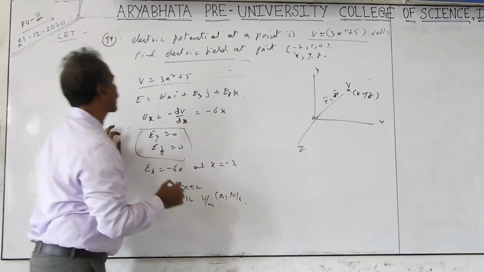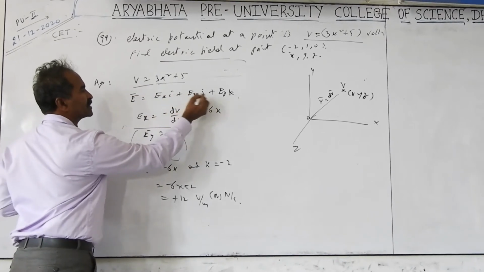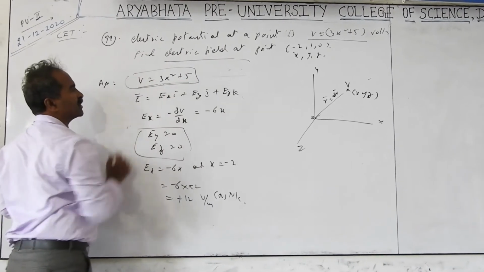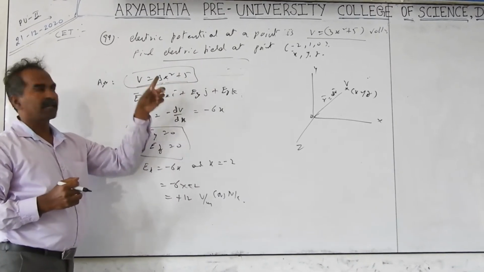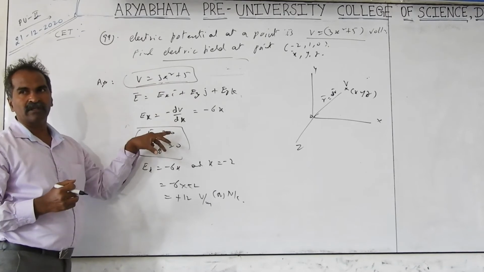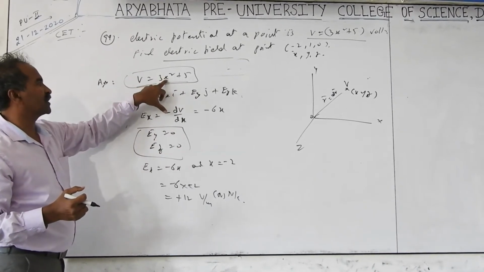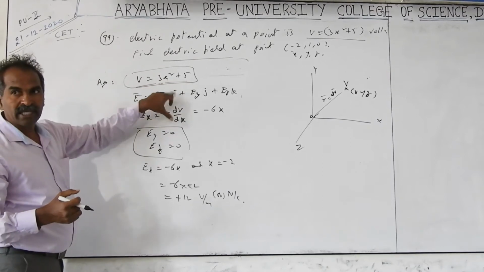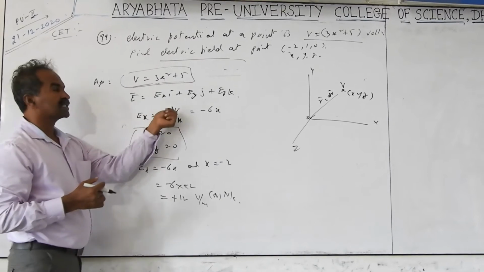So the electric field in vector form we can write as E bar equals Ex i plus Ey j plus Ez k. This potential is variable in terms of the distance x only. In this potential, y and z are not there. If they were there, you would have to find the resultant of all the vector components in the x, y, z directions. Only the x component is there, so we get only Ex. Ey and Ez are 0.